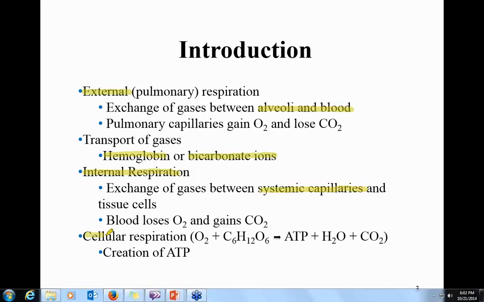Another type of respiration that occurs is cellular respiration. And this we reviewed way back in Chapter 3. But notice oxygen plus sugar, this happens to be glucose, yields ATP. ATP is the source of cellular energy, yields water, and CO2. So CO2 is a waste product, hence why we breathe out CO2. Oxygen, on the other hand, is needed in order to create ATP. So you want to breathe in fresh oxygen, and you want to breathe out the waste, CO2.